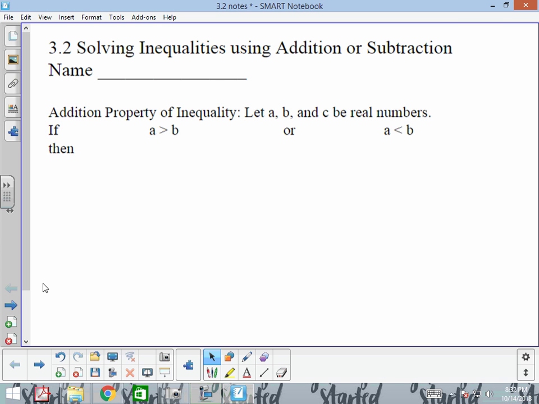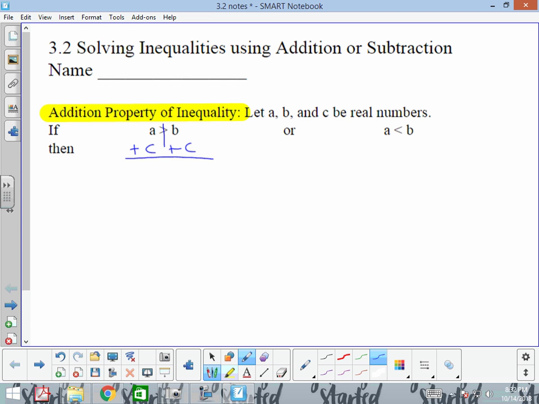Okay, in this video we are looking at Chapter 3, Section 2, Solving Inequalities using addition or subtraction. They are very similar to solving equations using addition or subtraction. The addition property of inequality says, let A, B, and C be real numbers. So if A is greater than B, we'll do this one first, and we add C to both sides, then A plus C will be greater than B plus C.